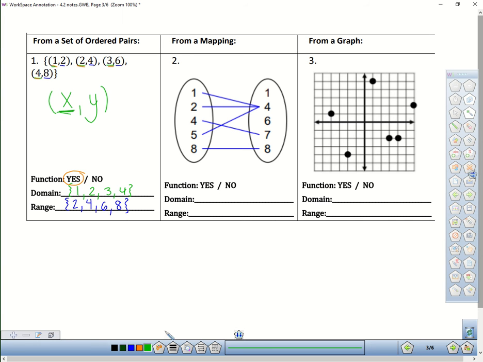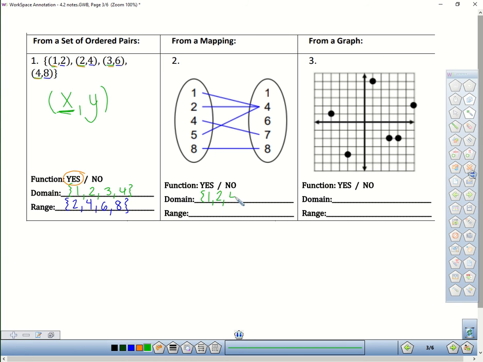All right, you guys ready for the next portion? So now we're going to look at the mapping. So you remember back to mapping. With mapping, to identify your domain, you're going to look at each one of these that is used. If there's no arrow leaving from it, you're not going to list it in the domain. So is there an arrow leaving from each one of these values on the left? All of these are used, right? So we're going to list every single one of them.